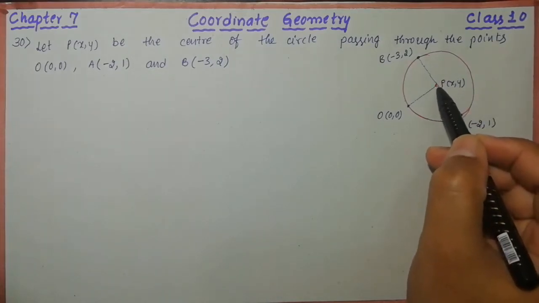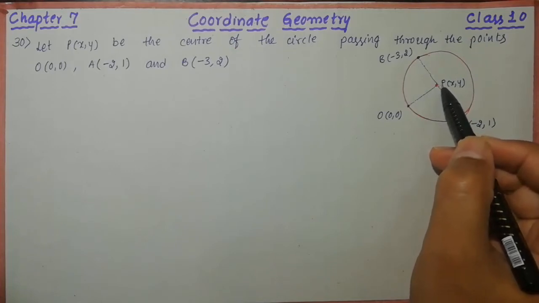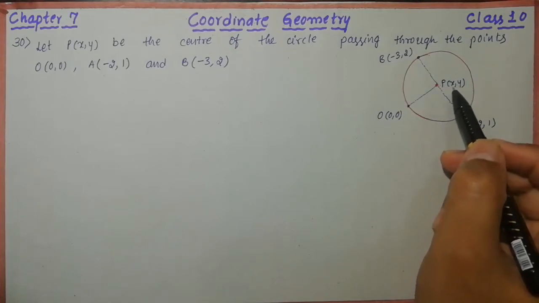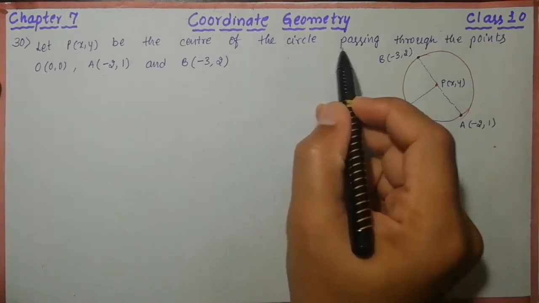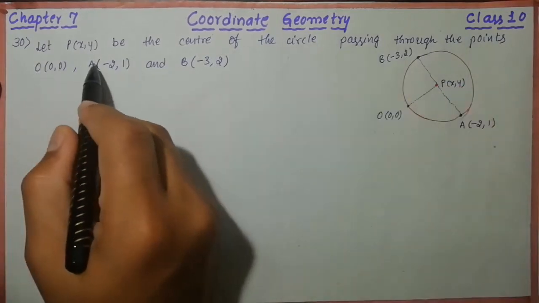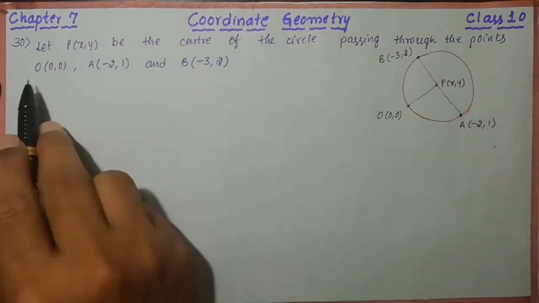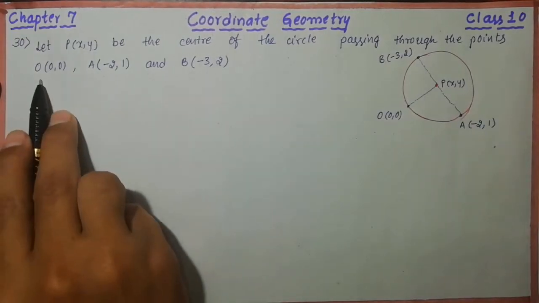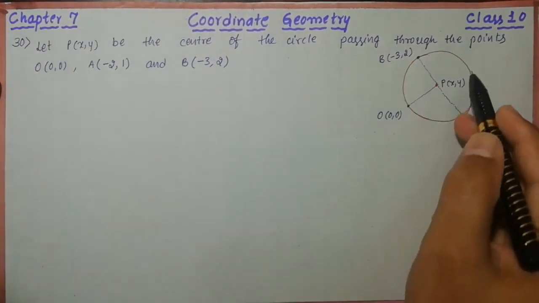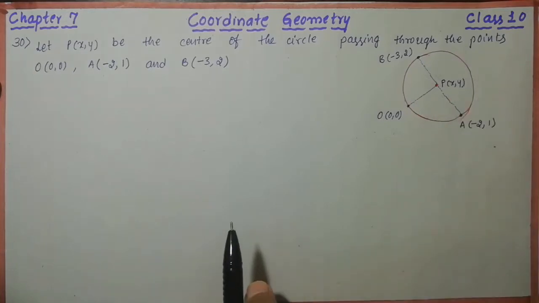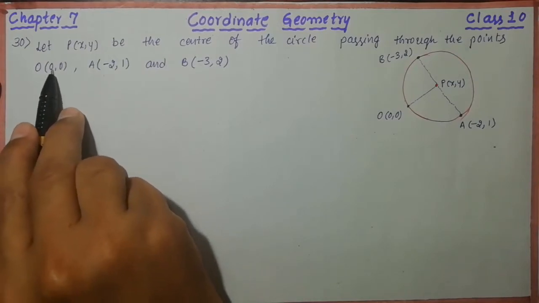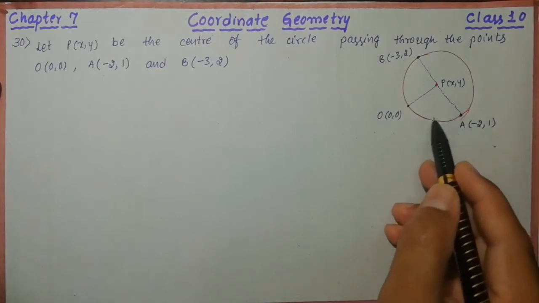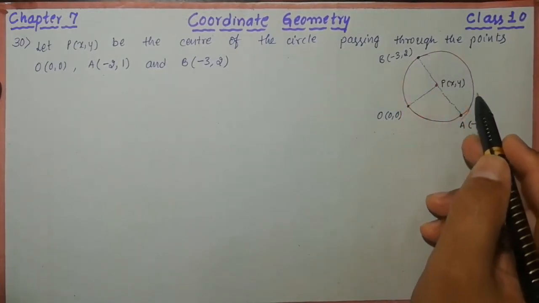Look at here, this is the center of the circle, P(x, y). We need to find this P, and it is given that the circle passes through the points O, A and B. Circle passing through these points means the points O, A, B must lie on the circumference of the circle. Remember, it is not a center. Don't treat (0, 0) as a center. Circle is passing through O, passing through B and passing through the point A.